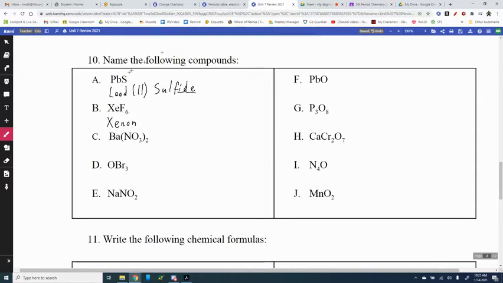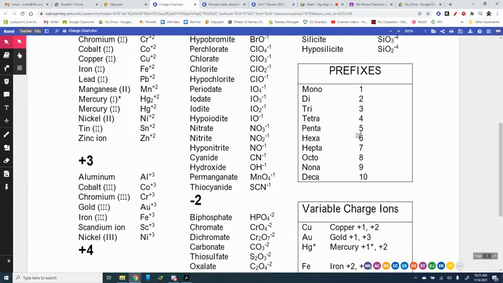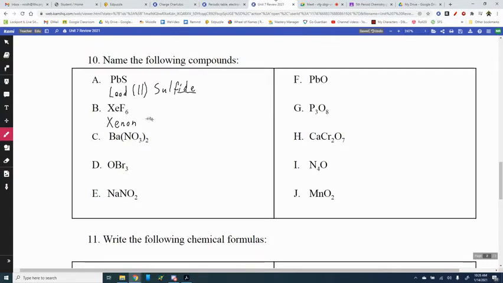And then we look for the prefix for 6. The prefix for 6 is hexa. So this is going to be xenon hexafluoride. There we go.